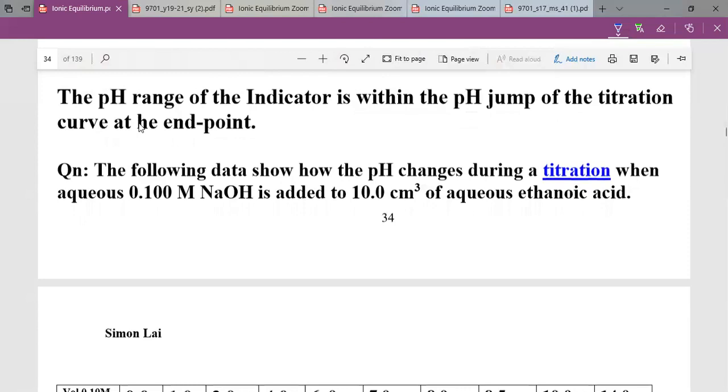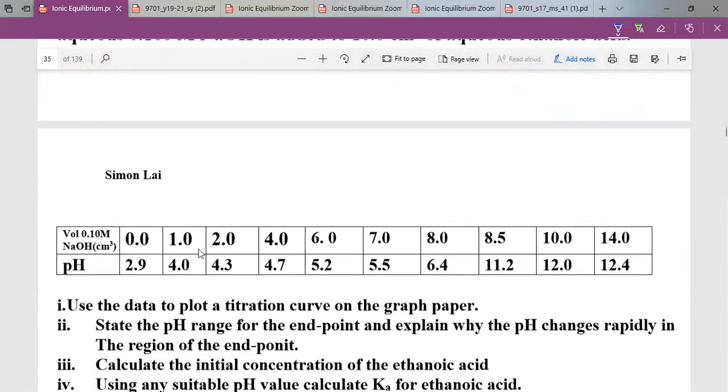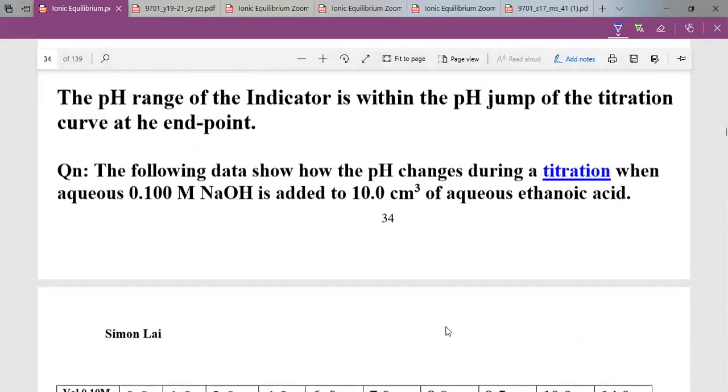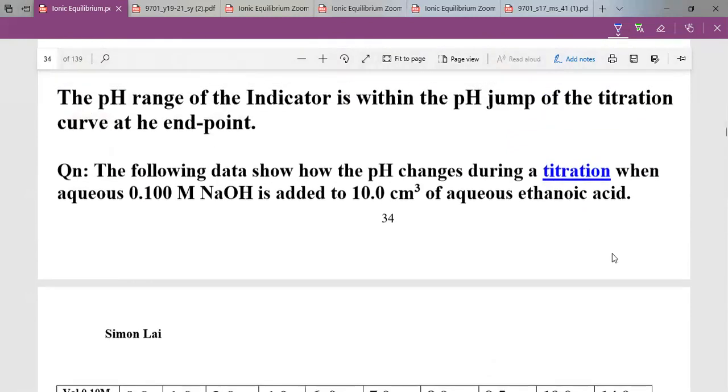Of course, the indicator here, I'll say why. Now remember, this is what they will give in exams. They will say: the following data shows how pH changes during a titration when aqueous 0.1 NaOH is added to 10 cm³ of aqueous ethanoic acid. Of course, your ethanoic acid is also 0.1, but they don't give you that because you have to calculate.